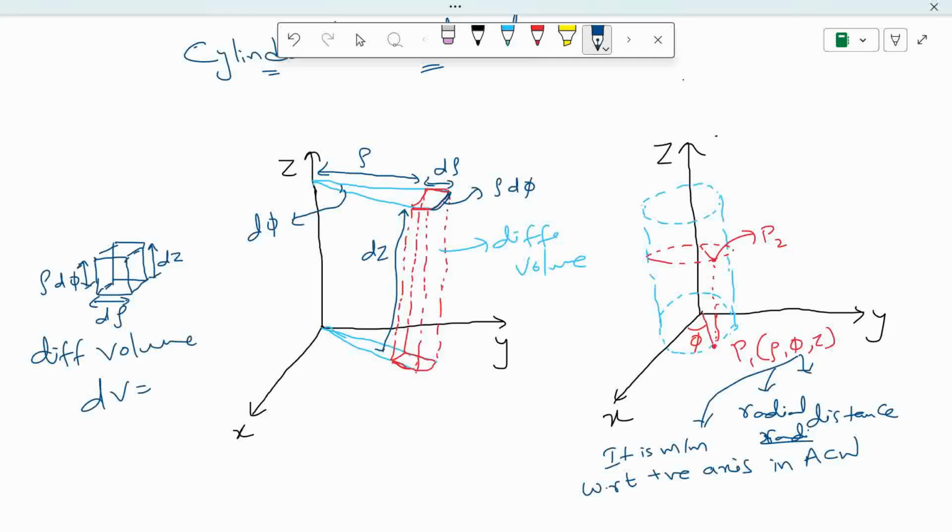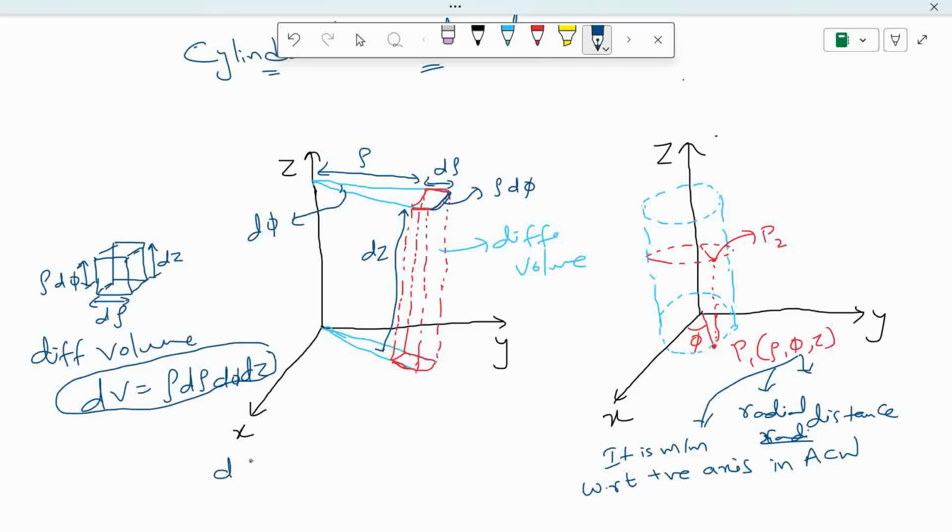So basically this curve will be approximately, when we consider the differential length, a straight line kind of thing. So that's how we get a cuboid when we take a small section from the cylinder in this fashion. So now this will be rho, just rearranging, so that it will be dz. This is the differential volume.